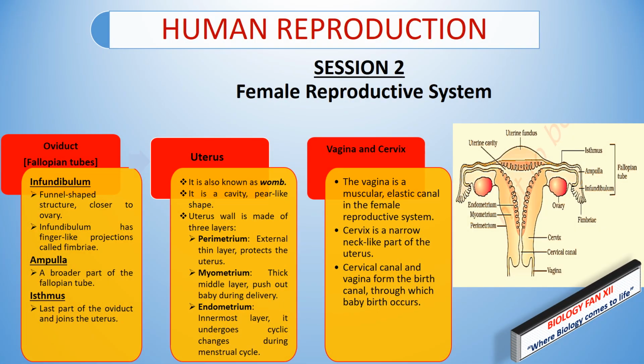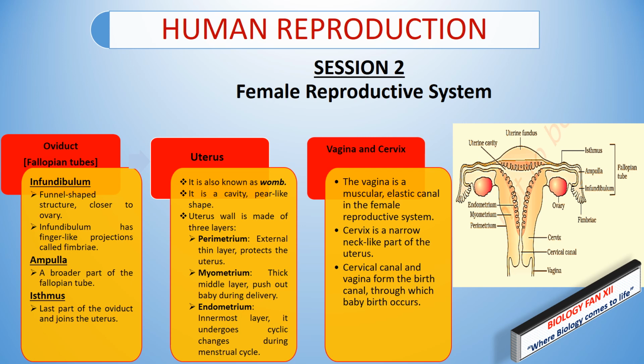Now we will discuss accessory ducts of the female reproductive system in detail. Accessory ducts consist of oviducts, fallopian tubes, uterus, and vagina. Both the fallopian tubes are about 10 to 12 centimeters long and run from the periphery of each ovary to the uterus. Fallopian tubes consist of three parts: number one, infundibulum; two, ampulla; and third, isthmus.